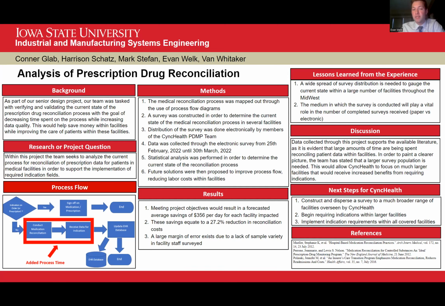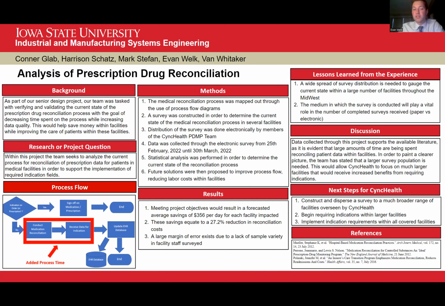After many meetings and weeks, we concluded that the following project objectives would be both impactful and reasonably achievable given the time frame and resources that were allocated for this project. Our main goals were to reduce the time spent during the reconciliation process of the patient's prescription drugs by 20% and increase the percentage of prescription drugs that receive an indication also by 20%.